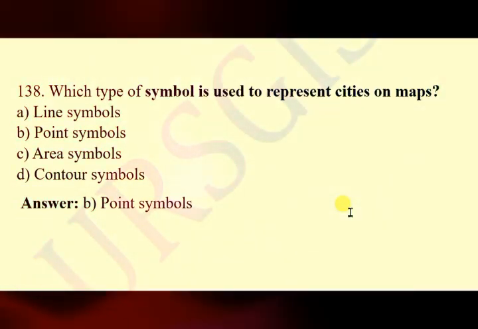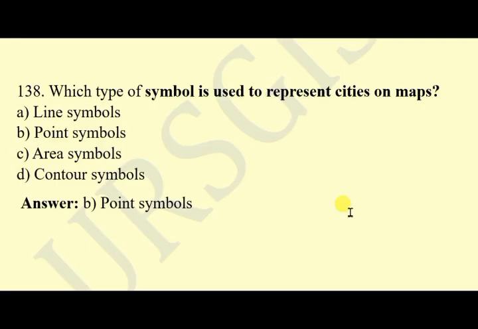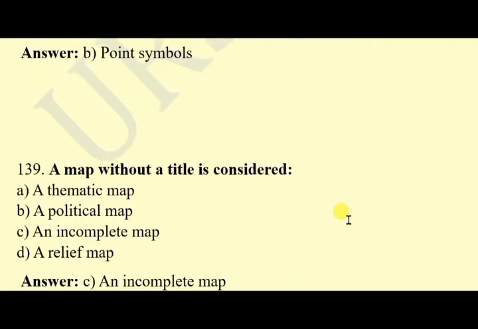Question 138. Which type of symbol is used to represent cities on maps? Line symbols, point symbols, area symbols, contour symbols. Here the right answer will be point symbols.